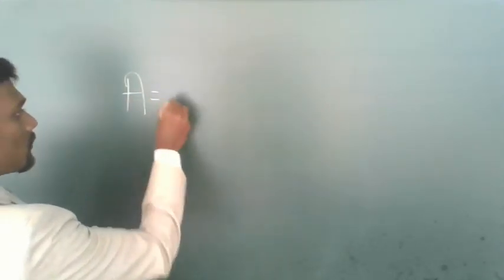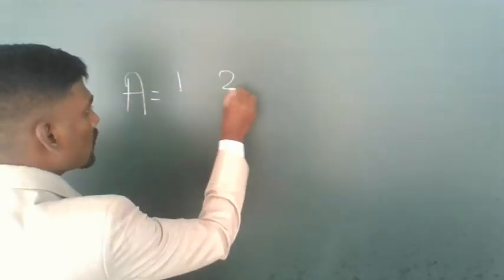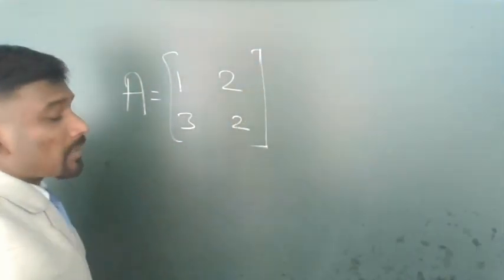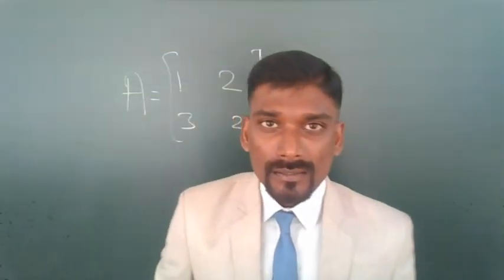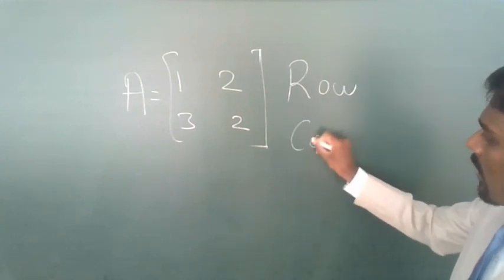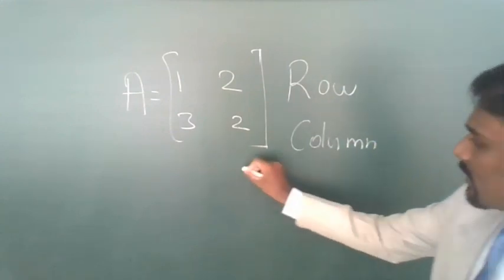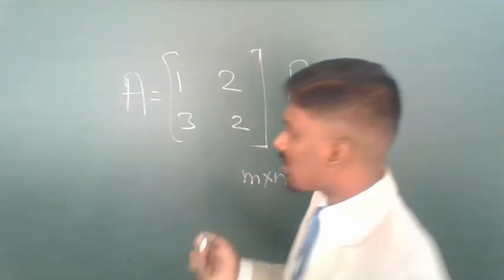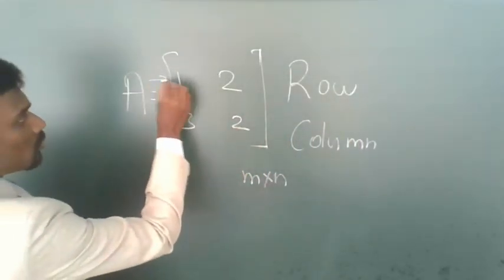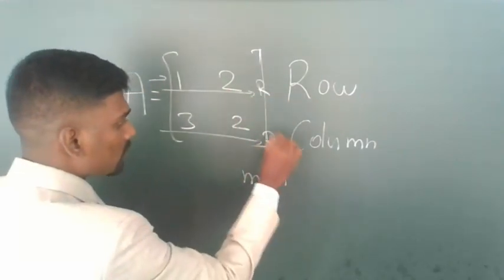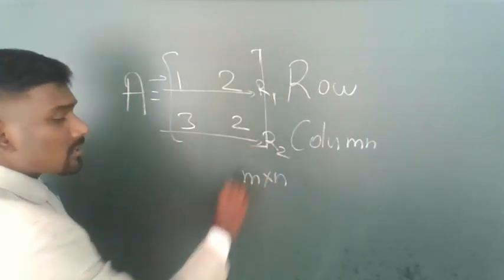Okay, fine. What is meant by matrices and determinants? Suppose I write this A matrix, with 1, 2 and 3, 2. What happens here? Something is called a row and something is called a column, that means m into n. What is meant by row? What is meant by column? This 1, 2 is called a row. 3 and 2 is also a row. This is row 1 and this is row 2.